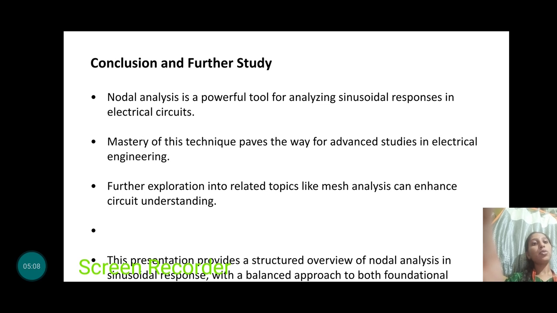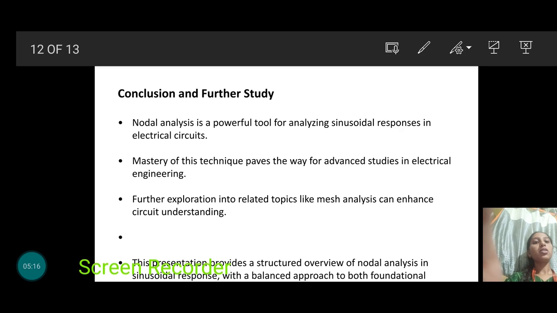The presentation provides a structured overview of nodal analysis in sinusoidal response with a balanced approach of both fundamental and other views.